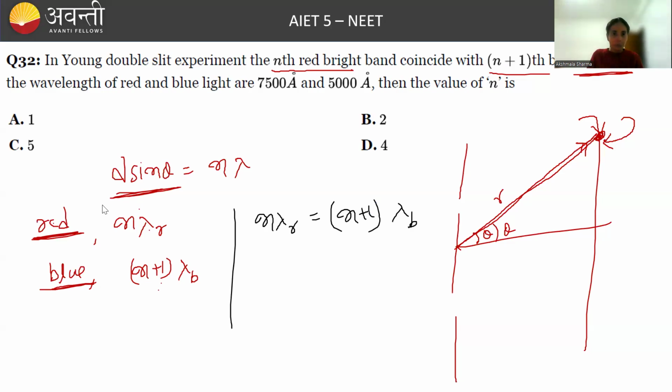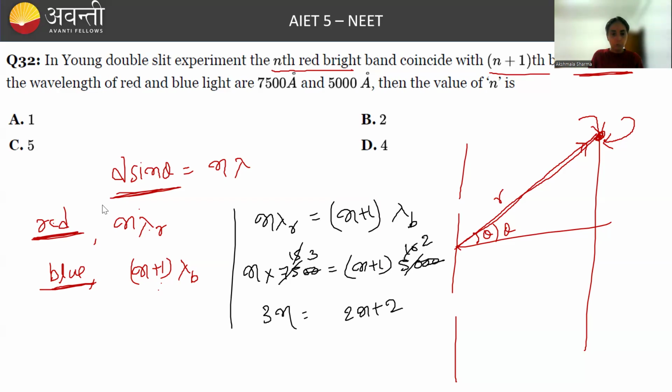Okay? So n into lambda r, if you put, red light wavelength is 7500, n plus 1, blue light wavelength is 5000 angstrom. So two zeros will get cancelled, and 10 by 5 times this is 15 by 3 by 5 times this is 2. Done. So 3n is equal to 2n plus 2. So n is equal to 2. So the correct answer will be B. So whenever it is said that one is coinciding with another, it means their path differences are same, right?